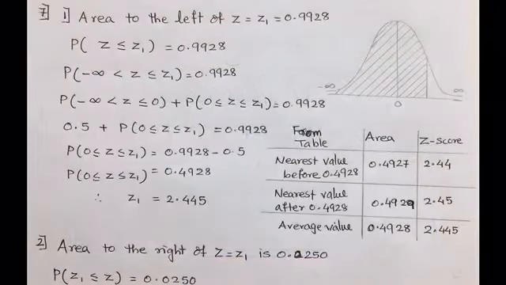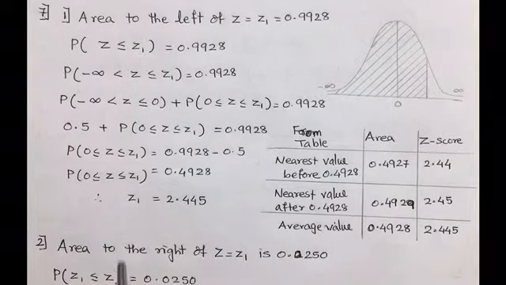Chapter 3, Normal Distribution, Exercise 3, Question number 7, Section D. The question is, if probabilities for the value of standard normal variable z are as under, then estimate the value of z score, that is z1.